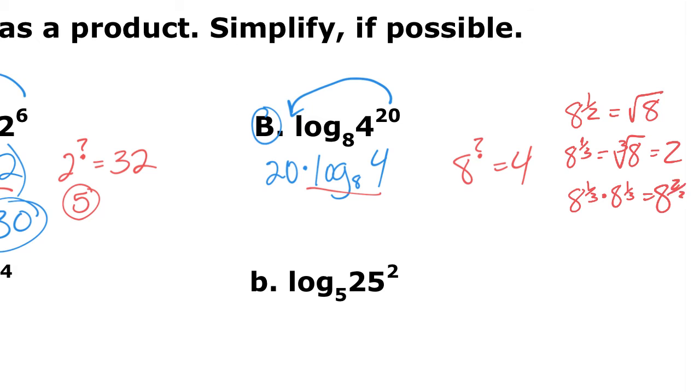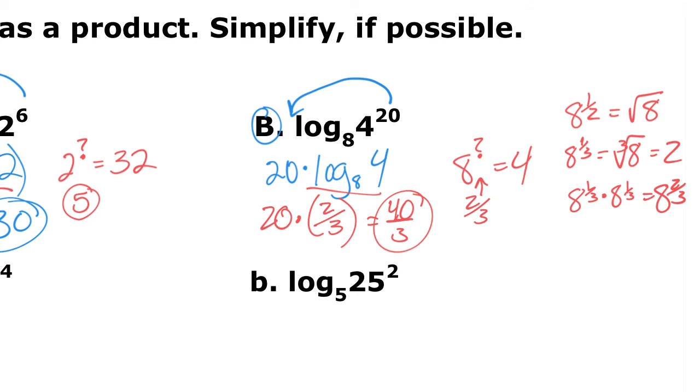And exponent-wise, I can add those exponents, it will be 8 to the 2/3 power. So that exponent there is going to be 2/3. So coming back over here, I have 20 times, we just saw that this whole thing is going to be 2/3, and 20 times 2/3 is going to be 40/3, and we can just leave it like that.